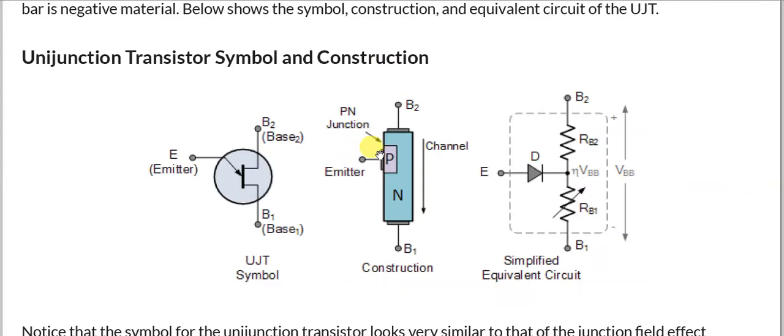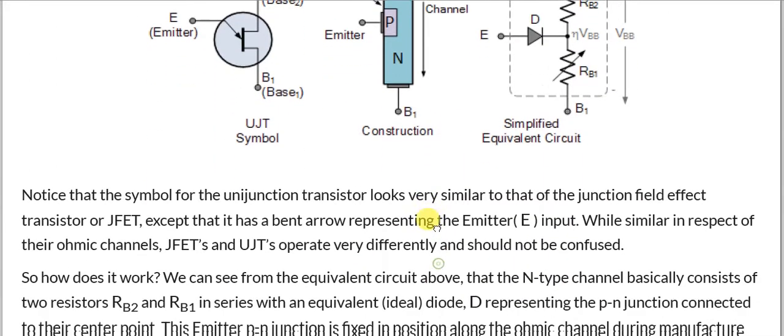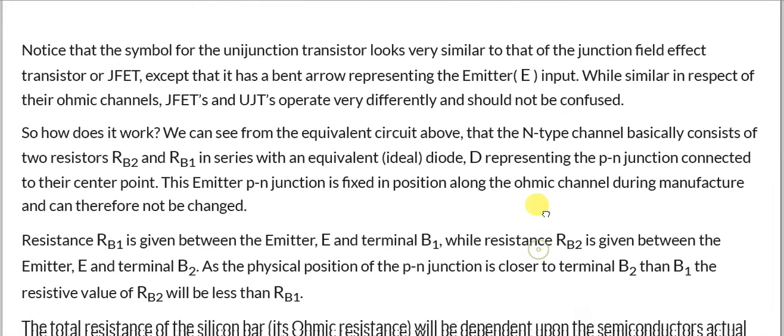So again the same circuitry is given over here. In this case we move on. Notice that the symbol of the unijunction transistor looks very similar to the unijunction field effect transistor, except that it has a bent or slanting arrow representing the emitter E input. So the bases we have defined.